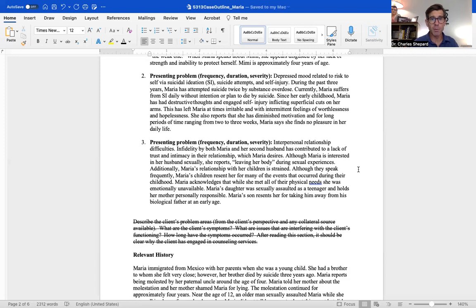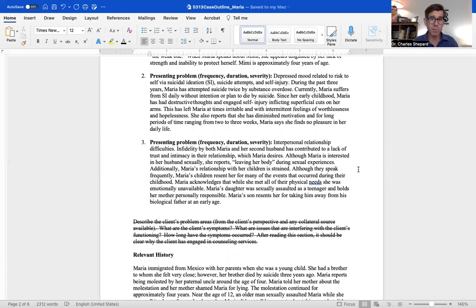So infidelity by both Maria and her second husband has contributed to a lack of trust and intimacy in their relationship, which Maria desires. Although Maria is interested in her husband sexually, she reports, quote, leaving her body. That's sort of a depersonalization symptom during sexual experiences.